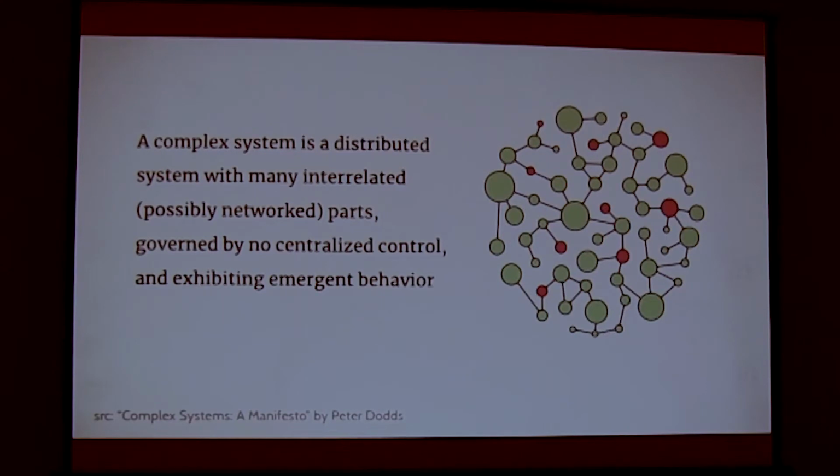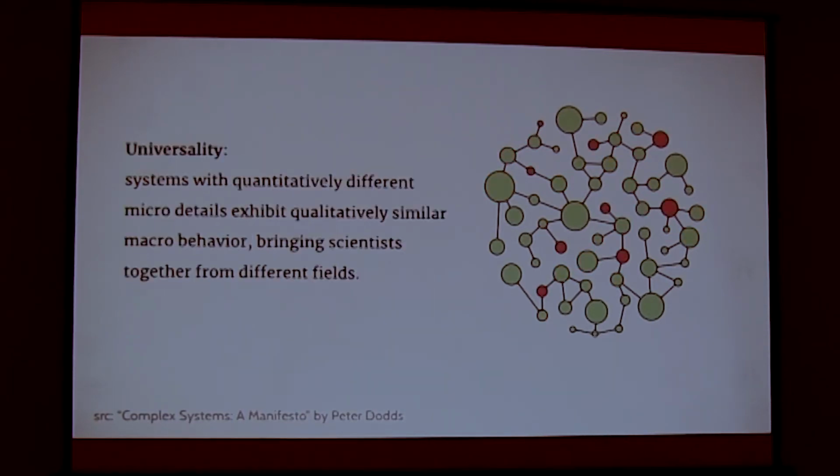And so my kind of working definition of a complex system is one that is distributed with many interrelated, possibly networked parts. It's not governed by a centralized control, and it exhibits emergent behavior. And so we see these kinds of systems in all different fields all over the world. These systems oftentimes have qualities of universality. So even though they have different micro details, they may have similar macro behavior. And that brings together scientists from a lot of different fields, which is really exciting.